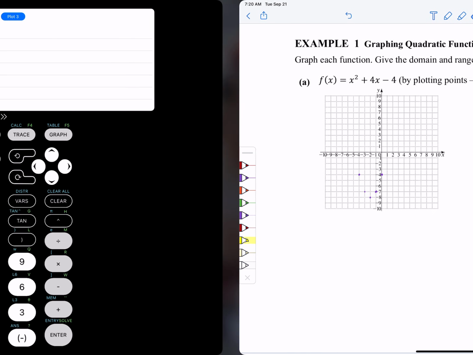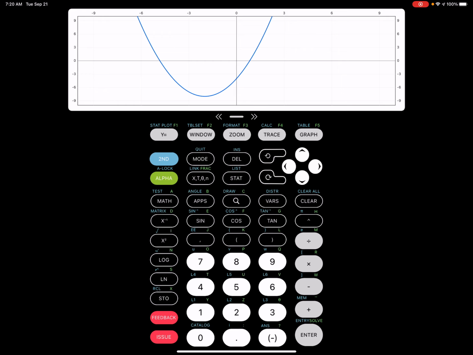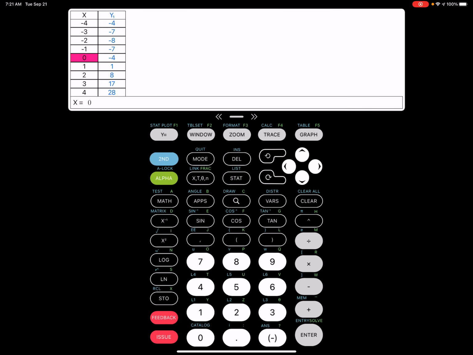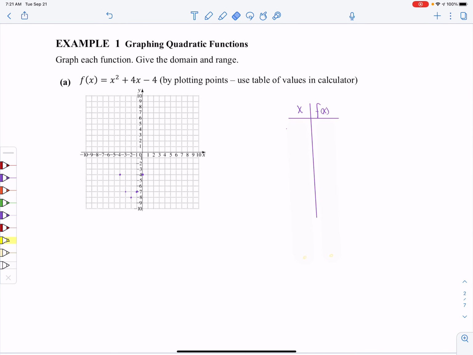So let's go to the calculator. And I've already entered mine into Y1. And when you look at a graph, this is just a very common parabola. And what I'm going to do is look at the table of values. Now, in order to do this, you need to push the second button and the graph button. Notice right up above graph, it says table. And this is going to give us a table of values. So I'm going to use this table of values to be able to graph.